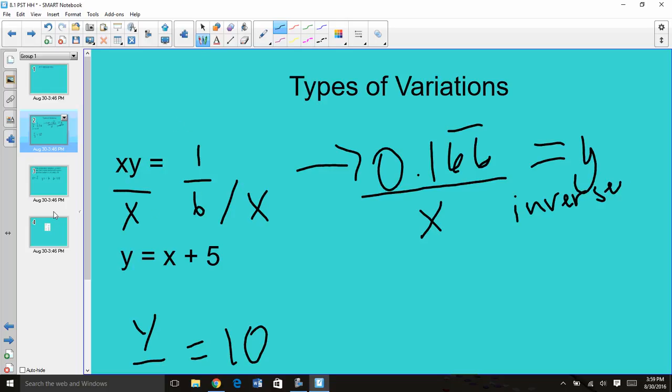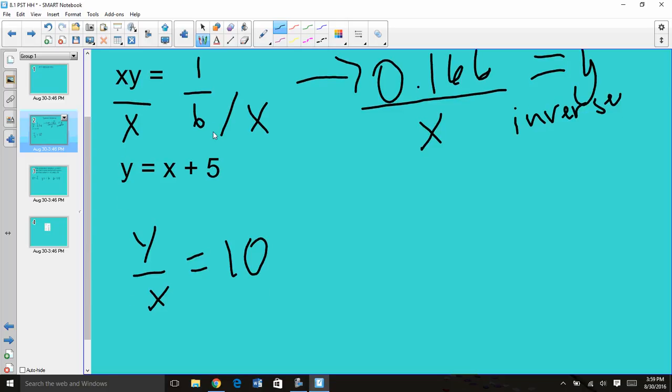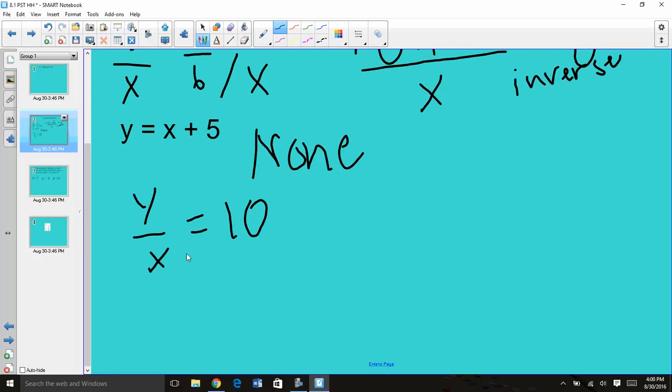Next up, we have y equals x plus 5. Well, are we dividing by x? Are we multiplying by x? No, we're adding, so this doesn't really fall into what we're learning, so this would be none or neither variation. Last, we have y divided by x equals 10.